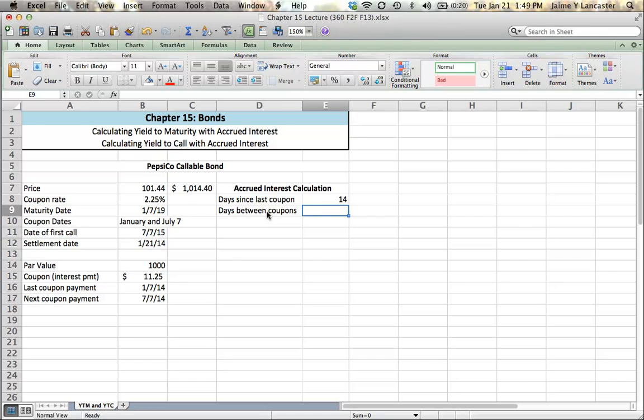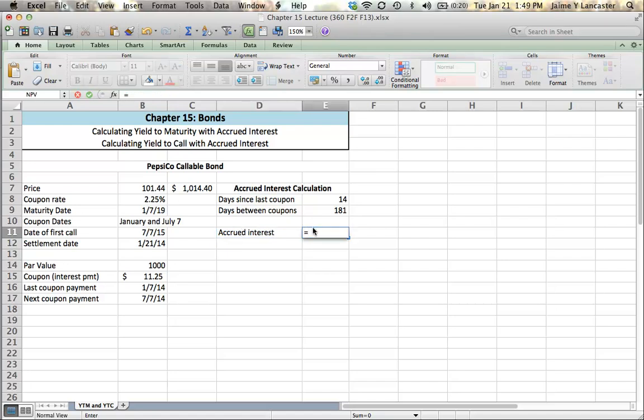And then we need to know days between the coupon. So they've held it for 14 out of how many days? Well, it's going to be equal to July 7th, 2014, minus January 7th, 2014. They're holding it for 14 out of 181 days. And so we can think about that as a percentage. And if we think of that as a percentage and multiply it by the coupon payment, we'll know what the accrued interest is.